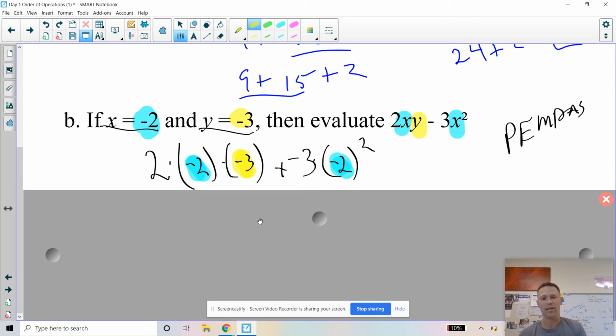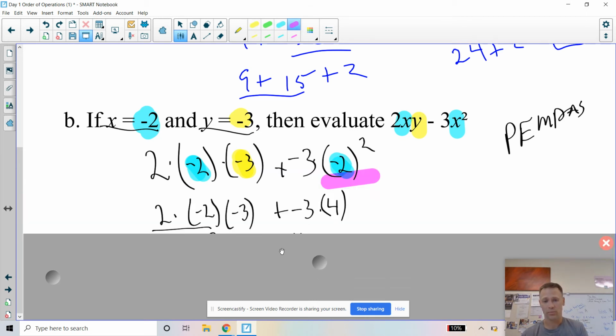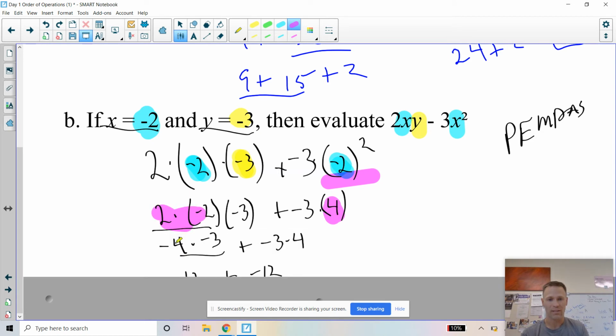Now, evaluating this, same exact checklist, right? Parentheses, yes, but nothing to do in them. So now I have exponents. Right here, I have exponents, so I'm going to simplify that part. That -2 that is squared becomes +4 because it's -2 times -2. And then I move on. Next thing I have to do is multiplication. So that 2 times -2 right here, it's done there. 2 times -2 is -4.